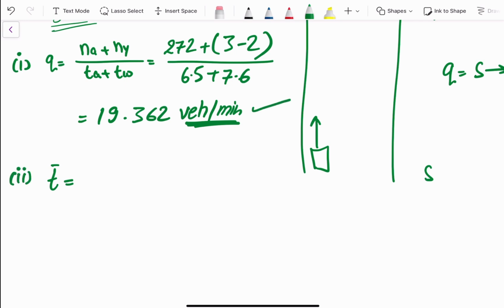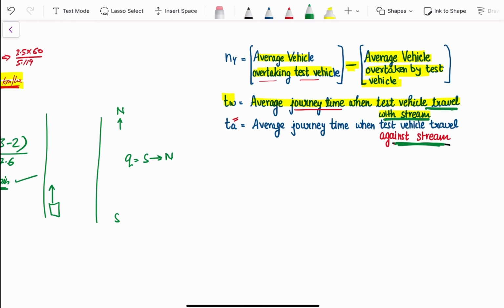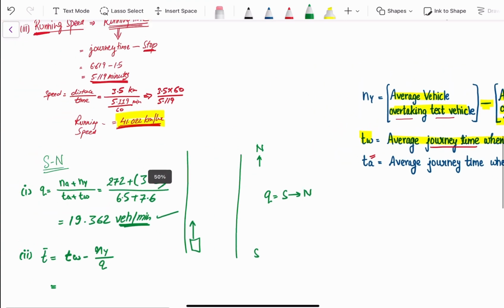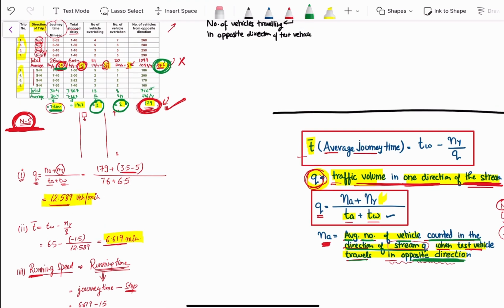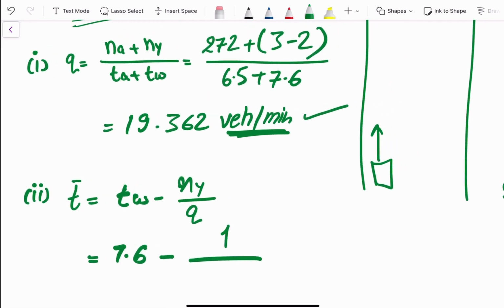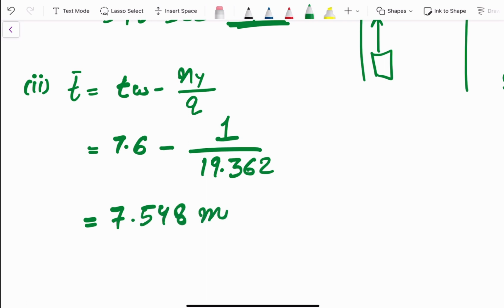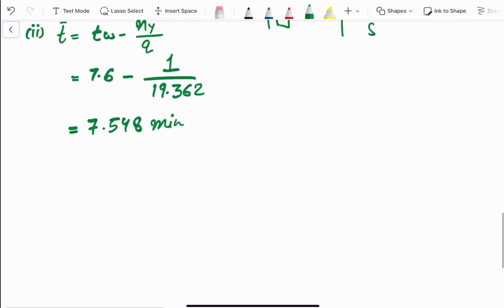Now the average journey time, T bar, is TW minus NY divided by Q. What will be the value of TW? Again, TW is when the test vehicle is traveling with the stream, so that will be 7.6. NY, 3 minus 2, is 1. Q we have already found, 19.362. Upon solving, the average value is 7.548, and the unit will be minutes. Okay, so if I have made any calculation error, do let me know.